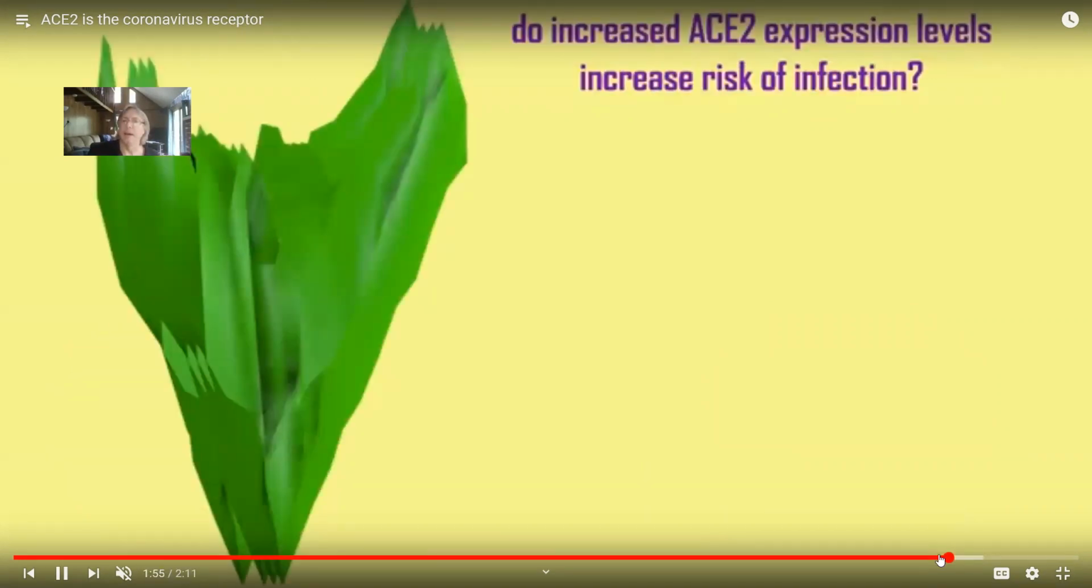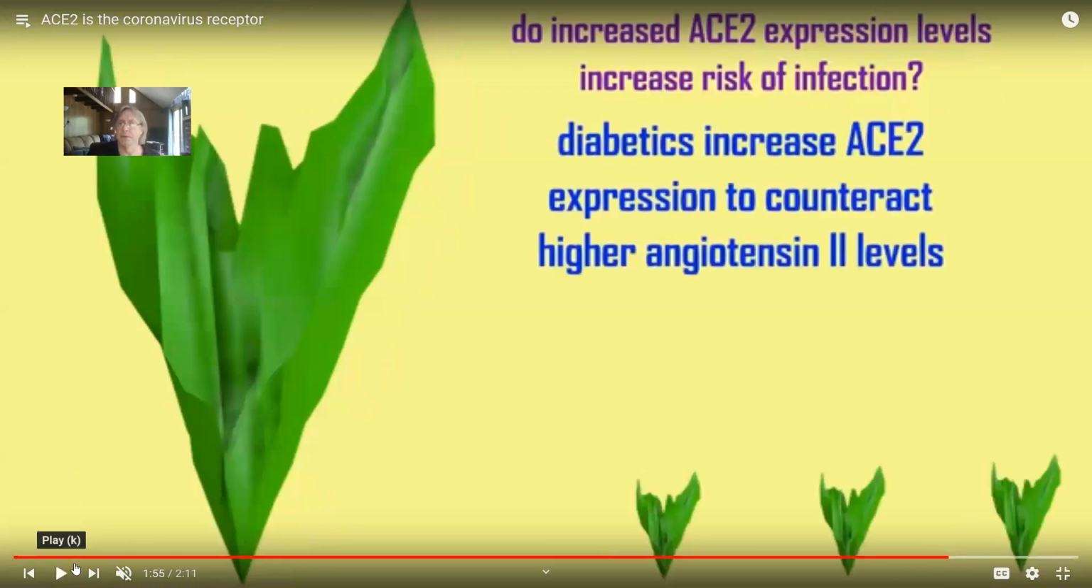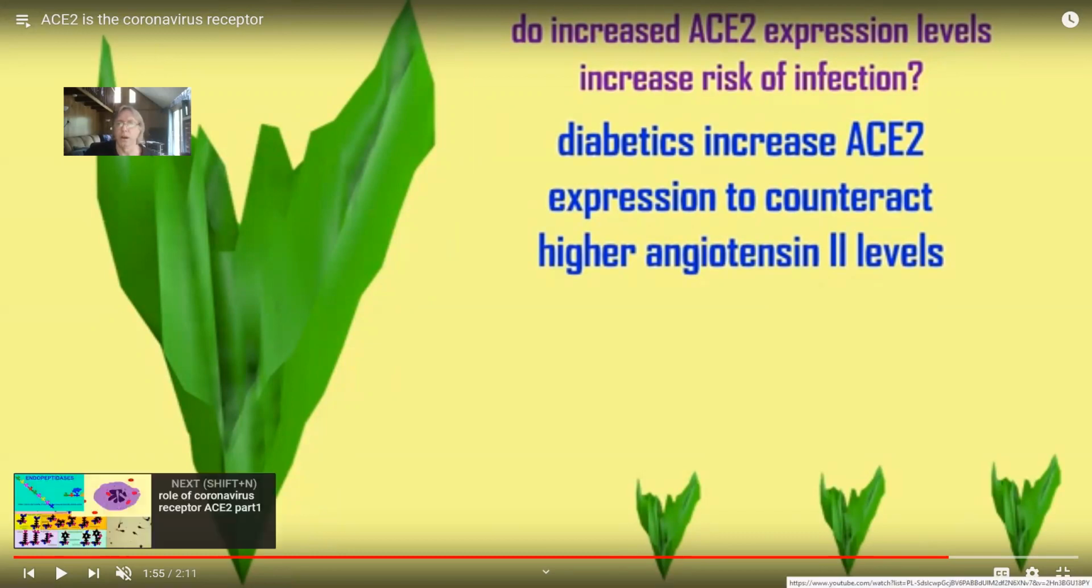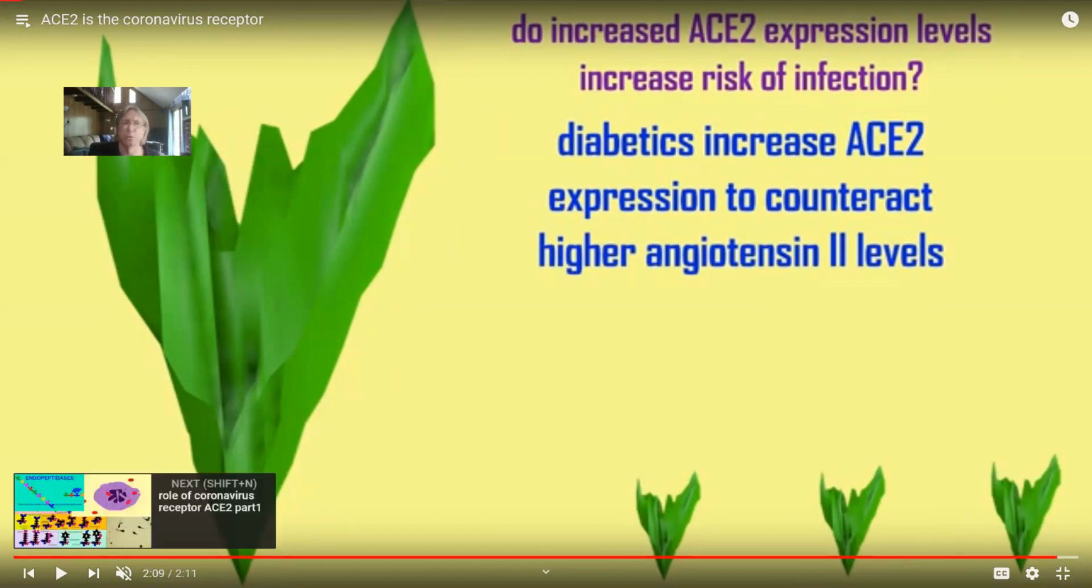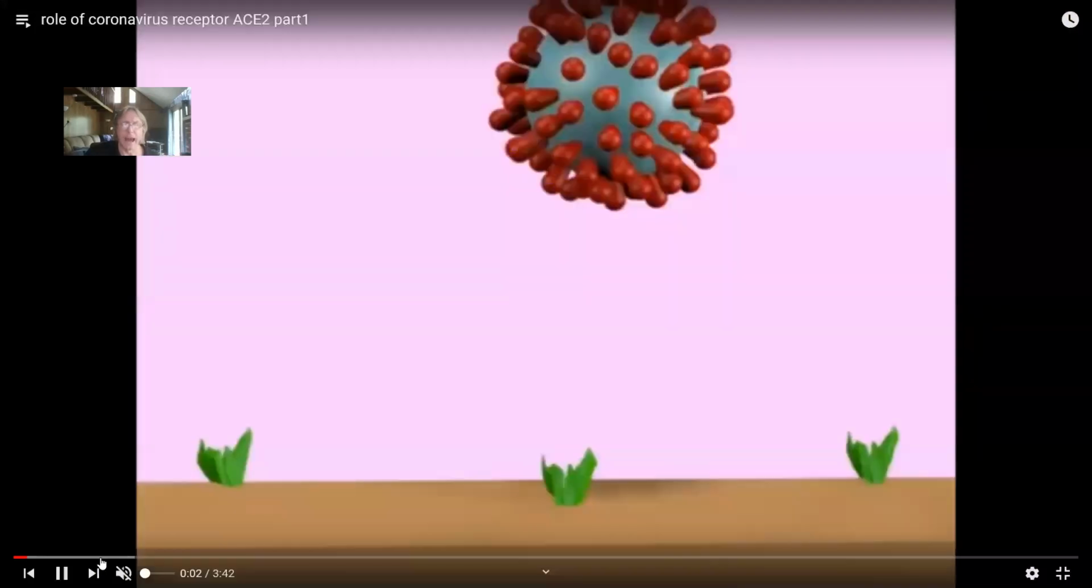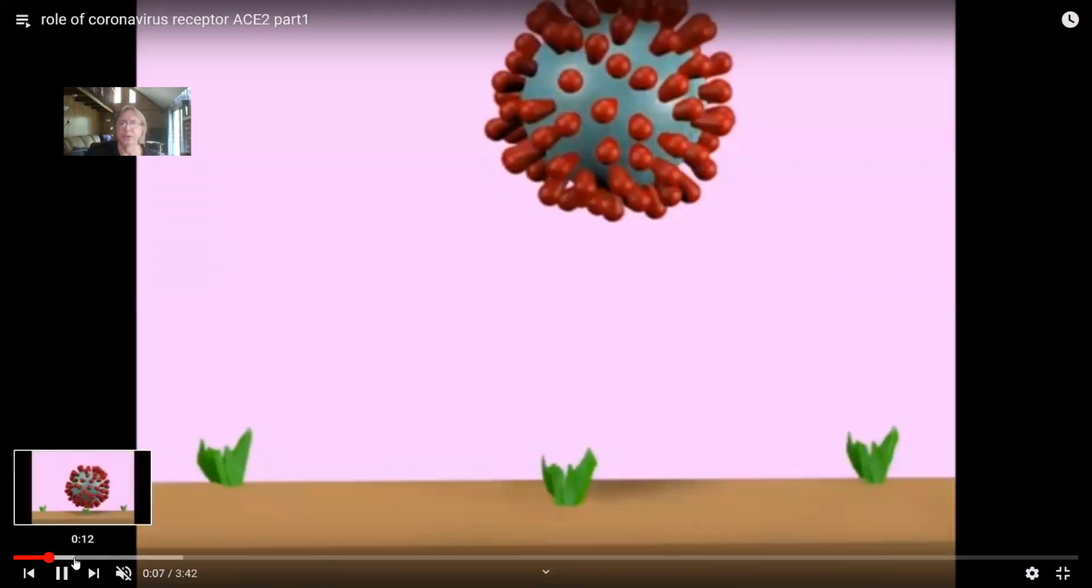As a result, the amount of receptor made can be relevant. So for example, if you had a medical condition such as diabetes, which caused more ACE receptor to be made on your cells, then that would potentially make your cells more susceptible to coronavirus infection. And I'll hope to pursue that more in the next video. And so this is how the virus enters human cells.